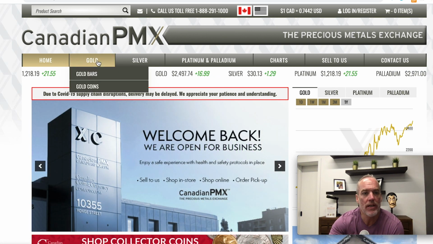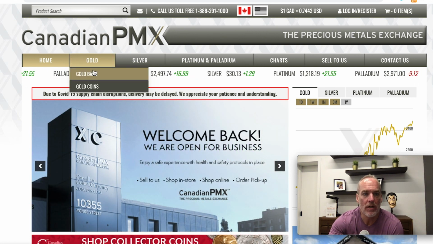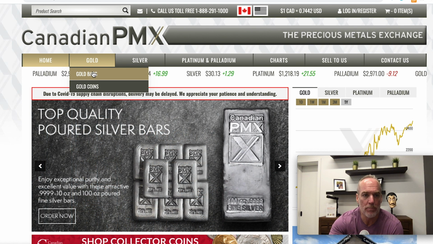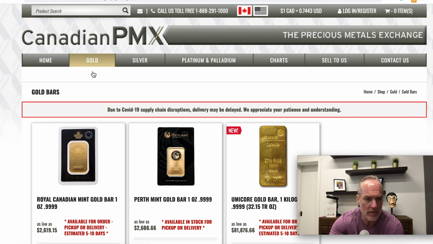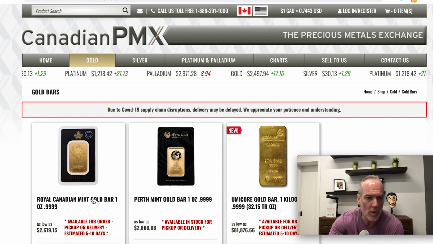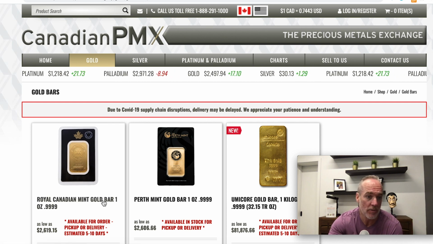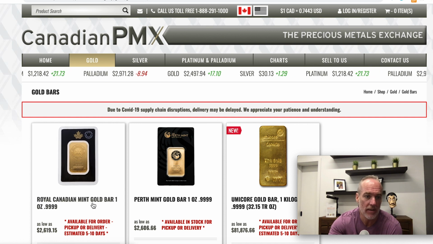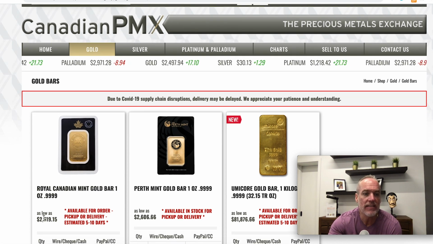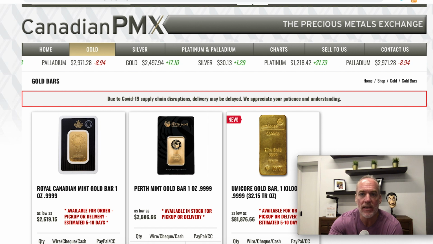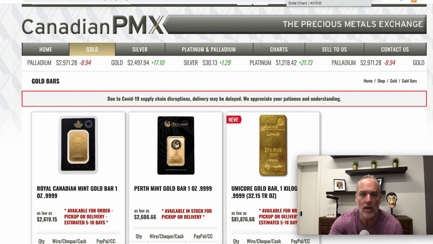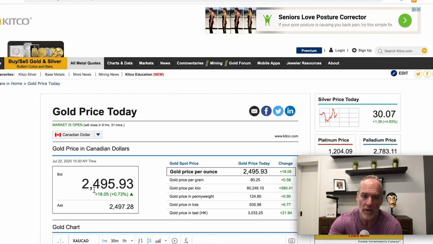And now on here, I can go to gold bars and we can look at the price of the gold bars. And I just want to point out a difference. You'll notice that a 1 ounce gold bar, and this is a Royal Canadian Mint gold bar, so these are ones we like right from the Canadian Mint, that's really nice. It's $26.19. If I flip back to the Canadian price of gold on the Kitco website, you see how it's $24.95.